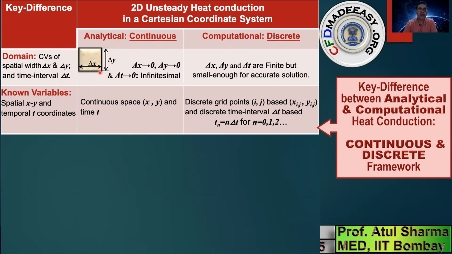In your undergraduate course, when you have taken this width of the control volume, finally you have used delta x, delta y tending to 0. In a computational course, we will not take it to 0, but we will consider them to be finite, but it should be small enough for an accurate solution. What is meant by small enough is problem dependent in any computational course. This I'll highlight later in the course.